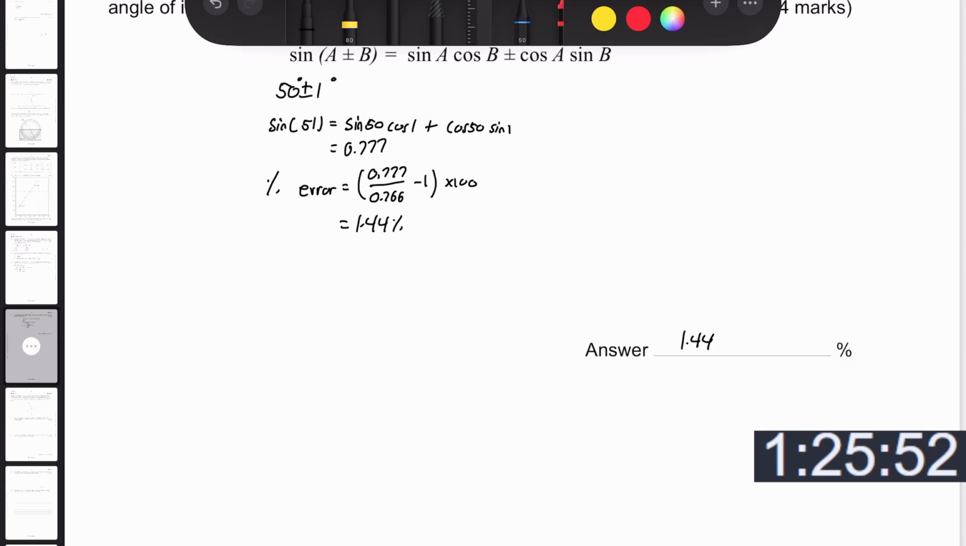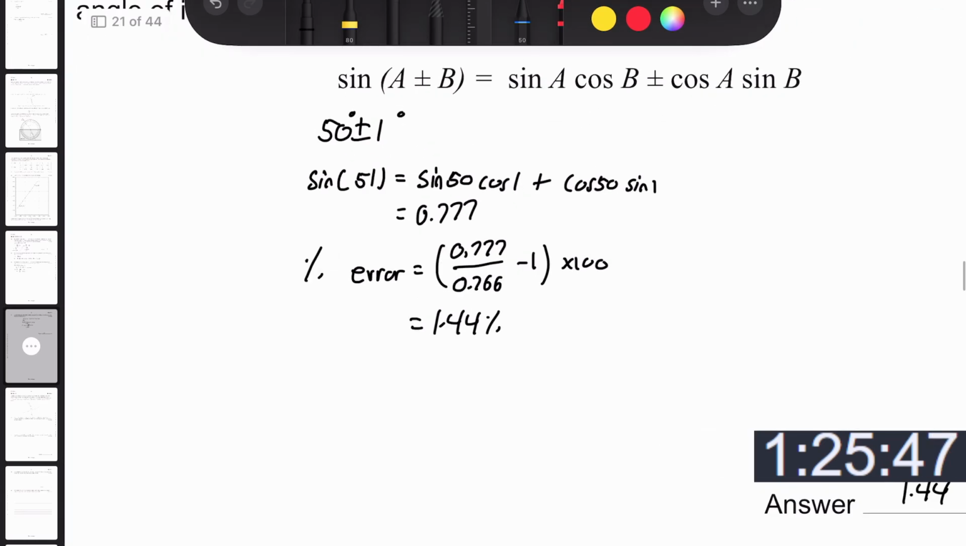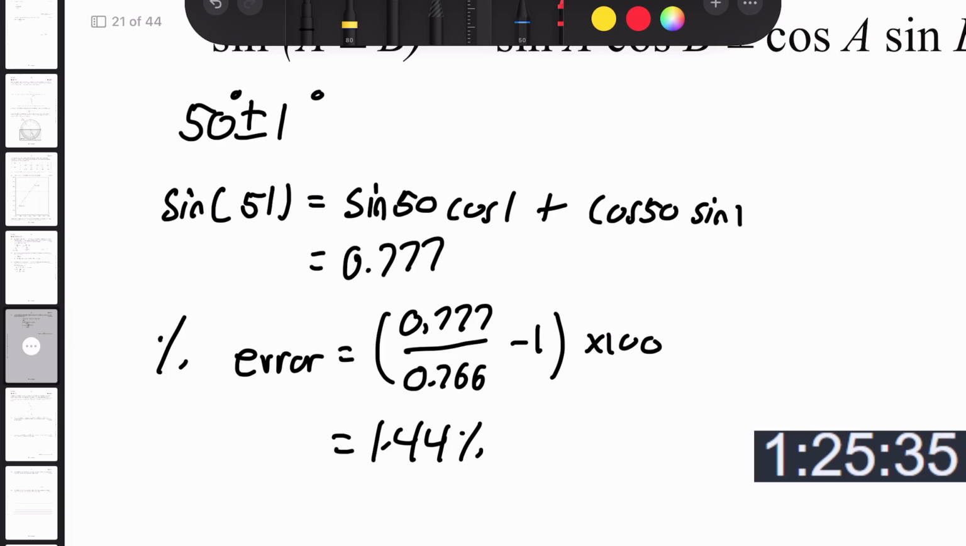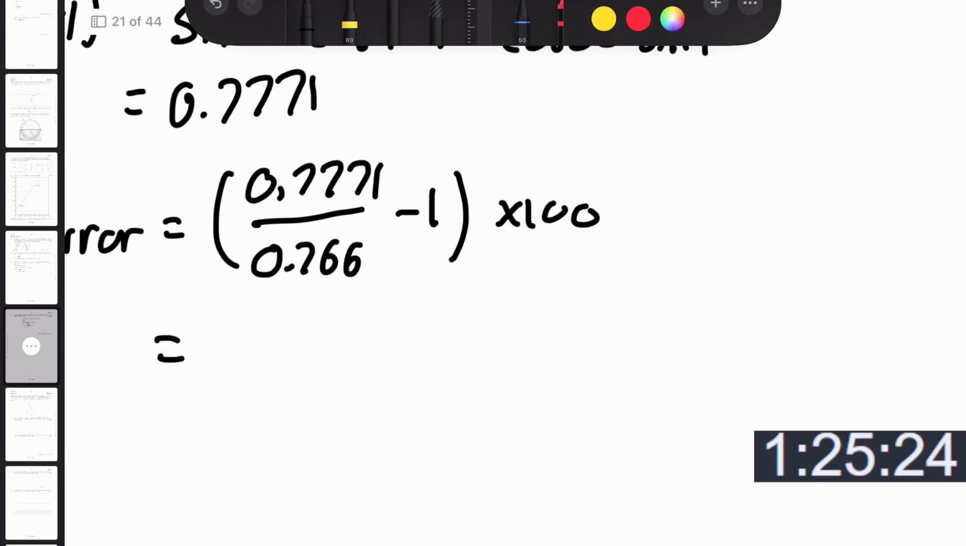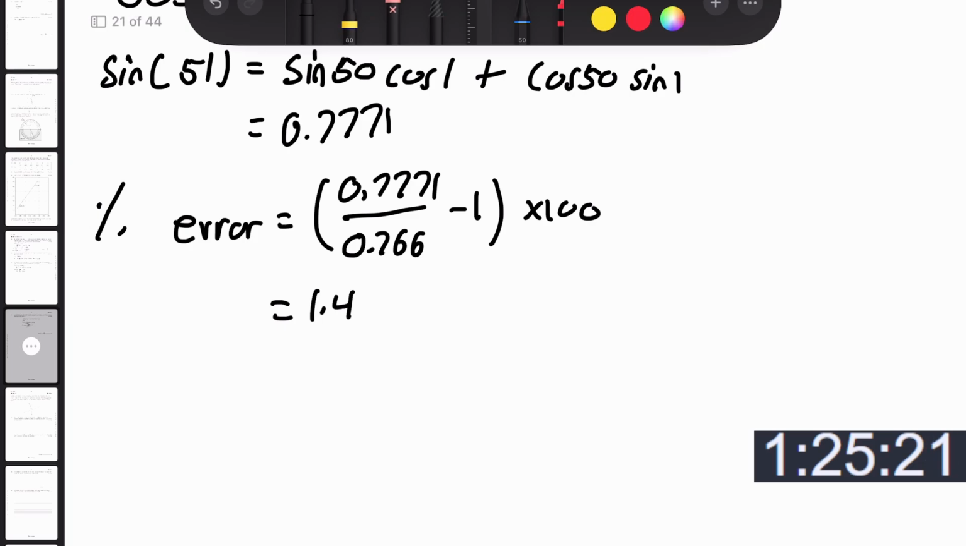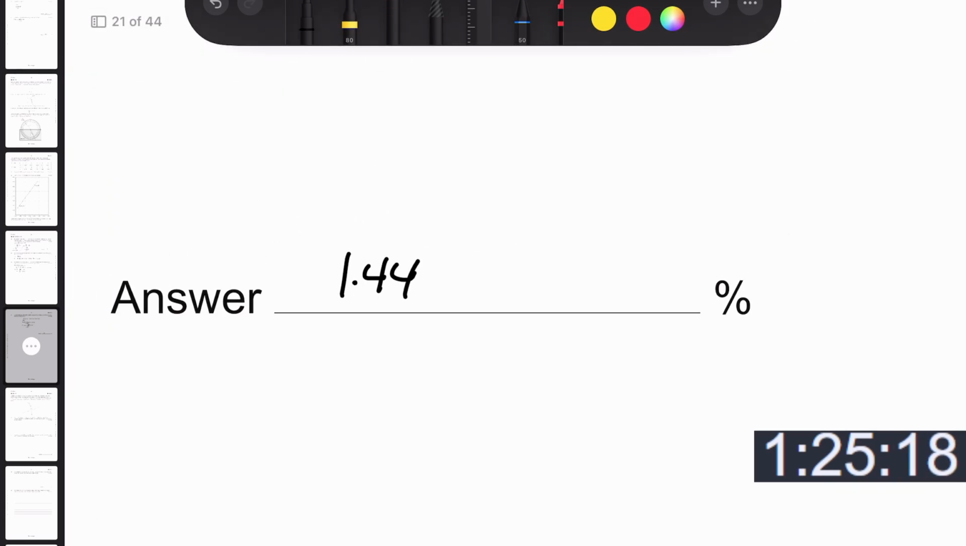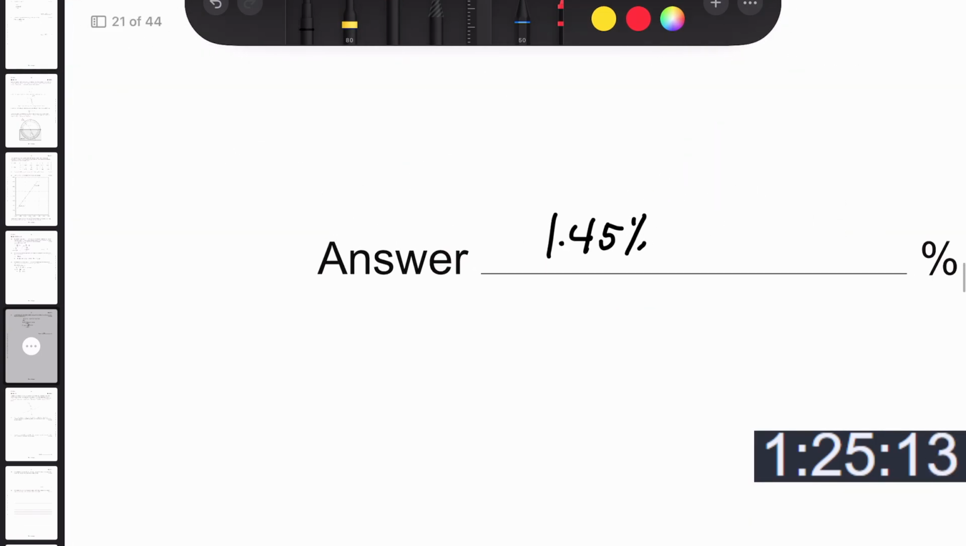Nice answer. 766 times 100 over 4%. Oh, did I do something weird? 777 1. Yeah, put 1 and see what happens. 1 divided by 0.7766, minus 1, times 100 is 1.45. 0.45%. Wait, I don't need a percentage sign there.